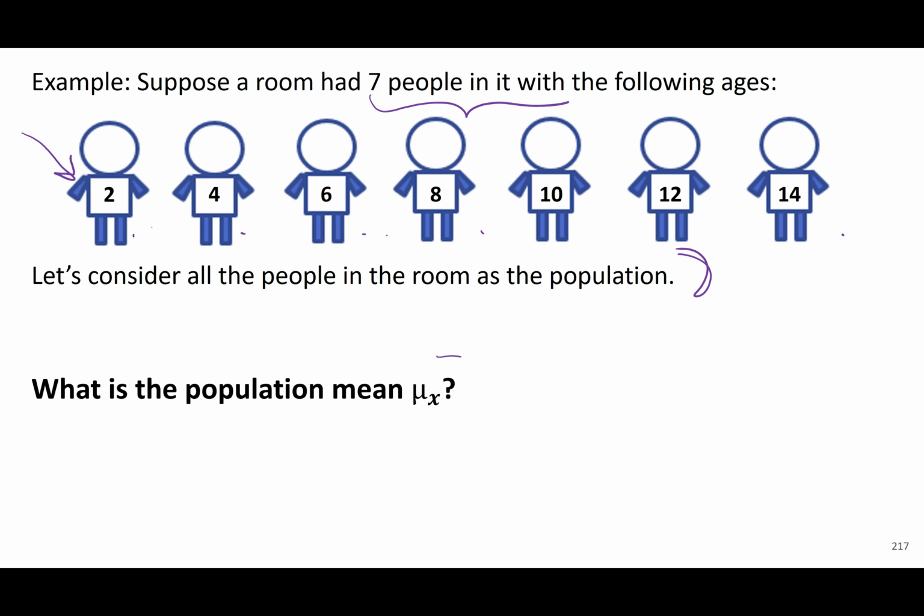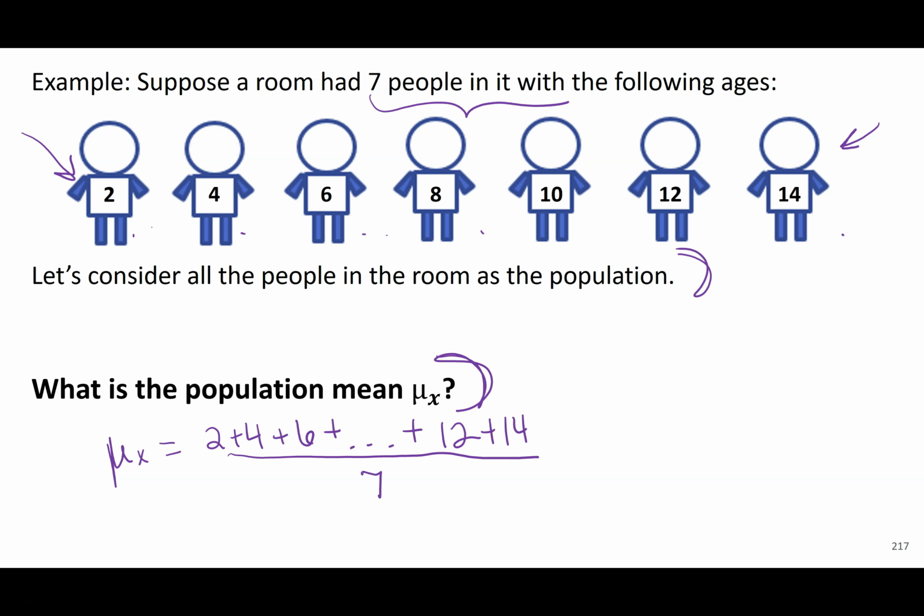When I want to calculate my population mean, I just need to find the average age of all 7 people. So mu of x is going to be 2 plus 4 plus 6 plus ... plus 12 plus 14. And then there are 7 of them.